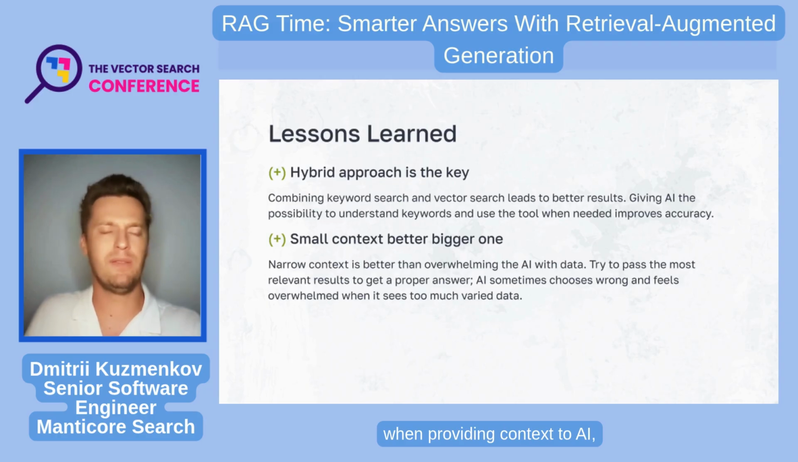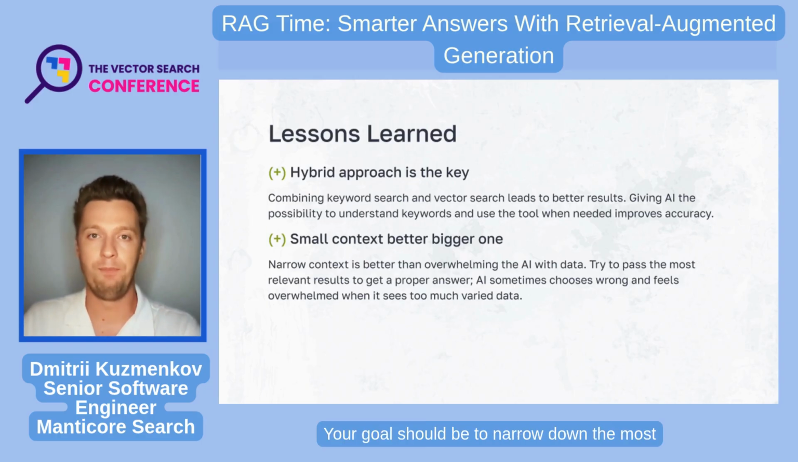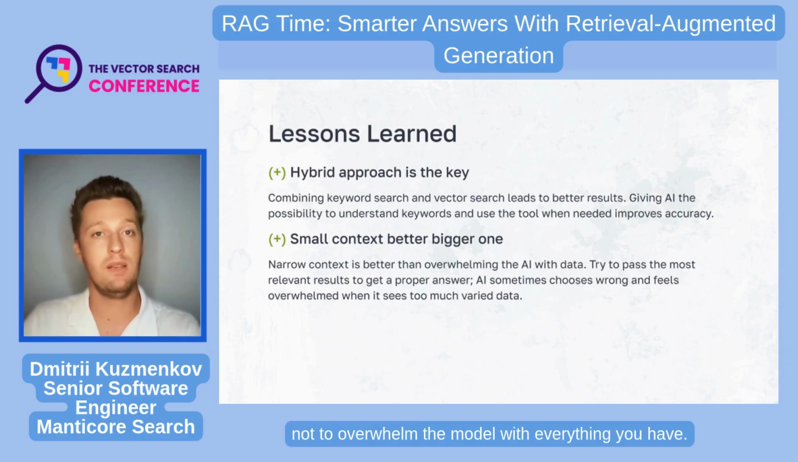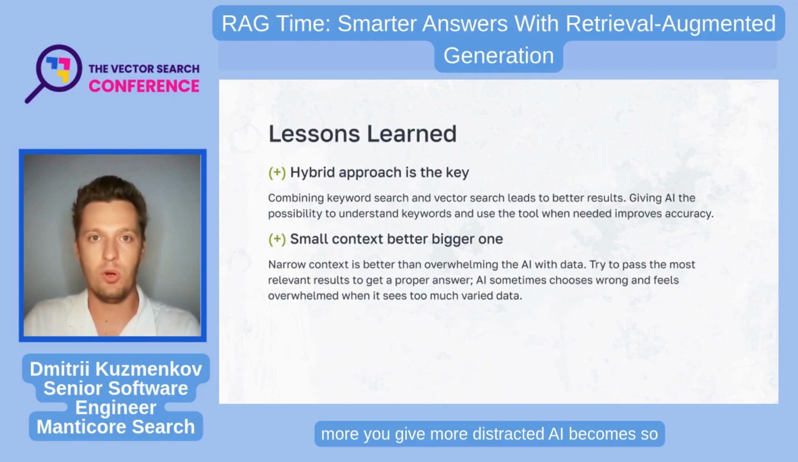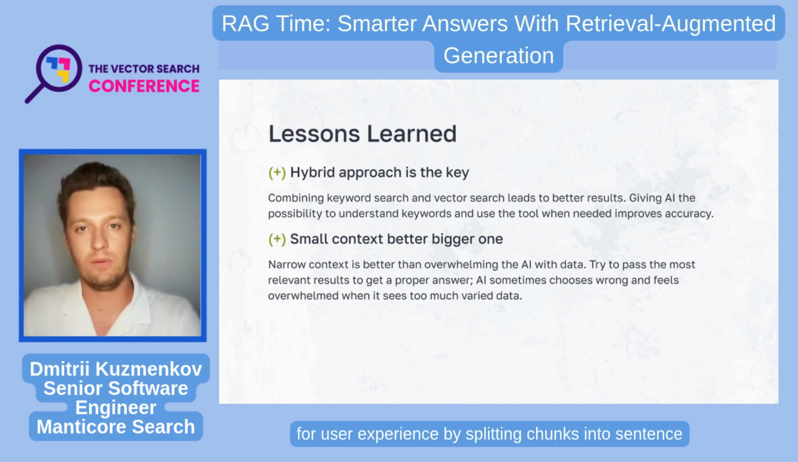Third, when providing context to AI, less is often more. Your goal should be to narrow down the most relevant information, not to overwhelm the model with everything you have. The more you give, the more distracted the AI becomes. So remember this. Fourth, highlighting is crucial for user experience.